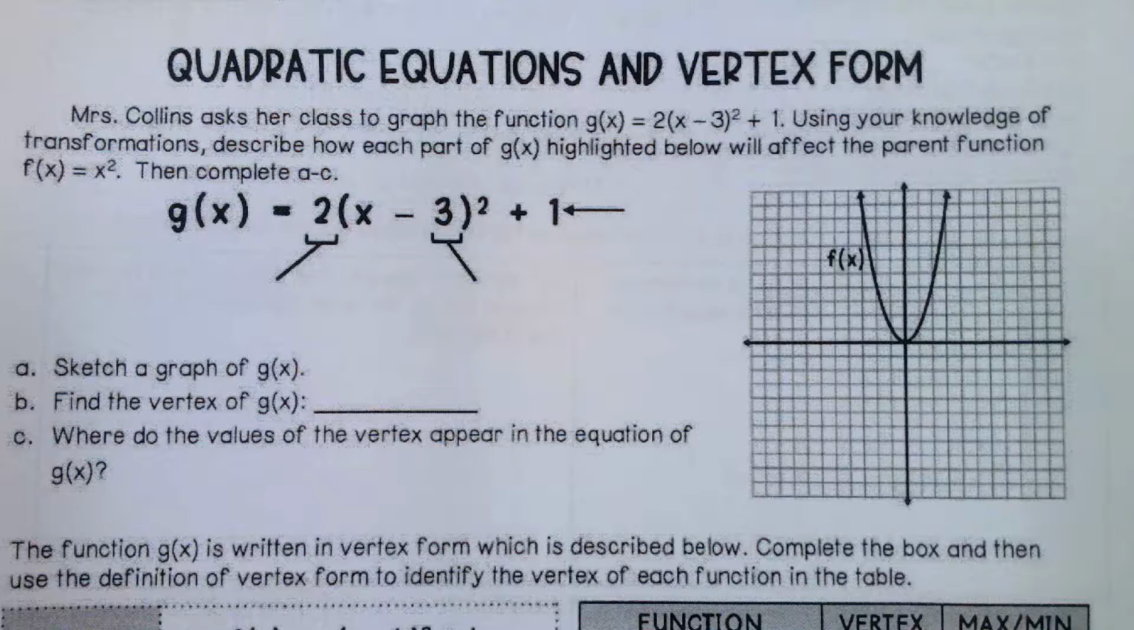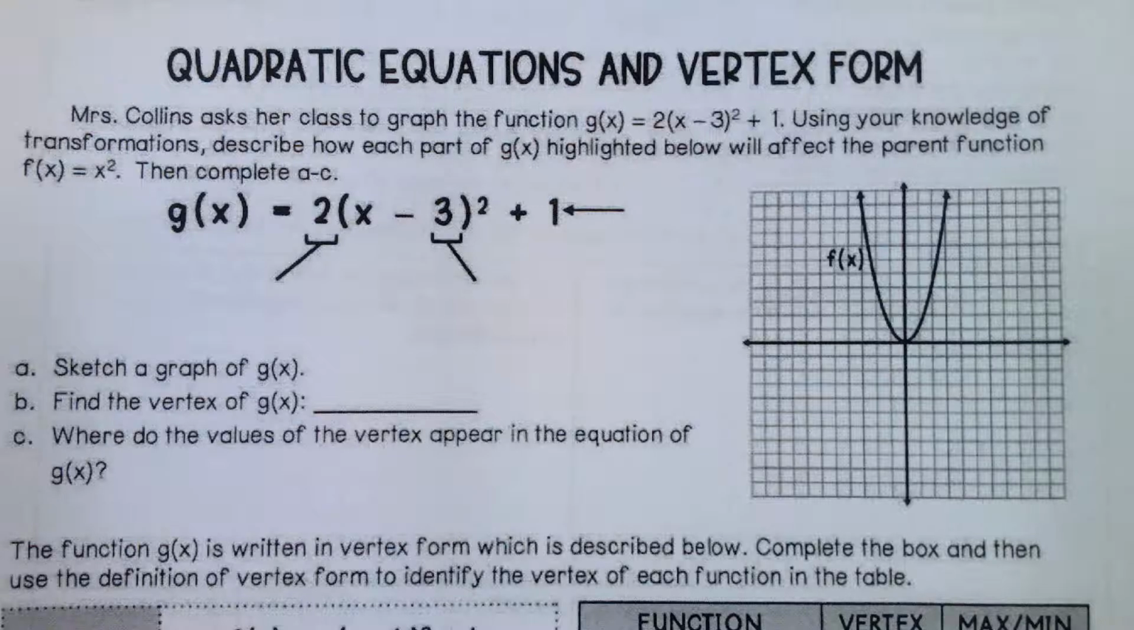Okay, so Mrs. Collins asks her class to graph the function g of x, and then there's the function. Use your knowledge of transformations. Describe how each part of g of x, highlighted below, will be affected by the parent function f of x equals x squared. And then we're going to complete A through C.